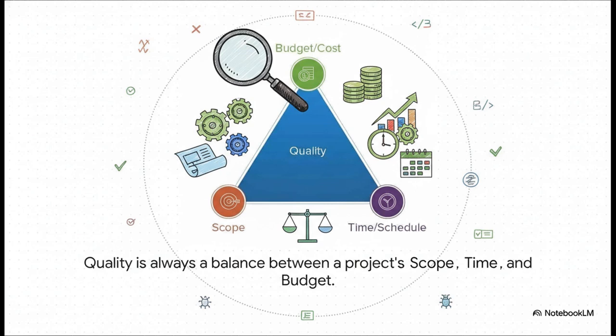And we can never, ever forget that quality doesn't just happen in a vacuum. It's always a balancing act with three things: the project's scope, its time, and its budget. You want to increase the quality, it's probably going to cost you more time or more money, or you might have to build fewer features. Every single project has to manage this tricky balance.